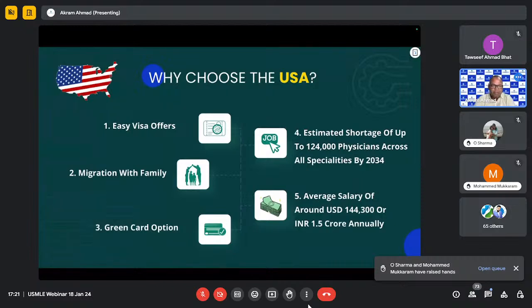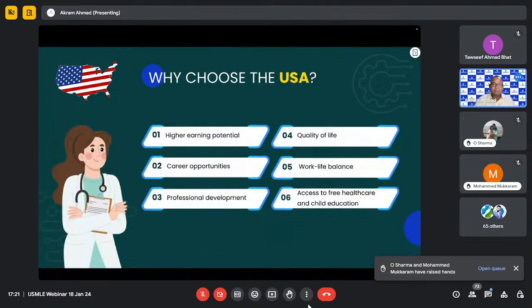And you can migrate with your family and can live and work in the US. There are some other advantages, like quality of life, which is obviously very high compared to our own countries like India. Work-life balance: basically, in India there is no work-life balance.